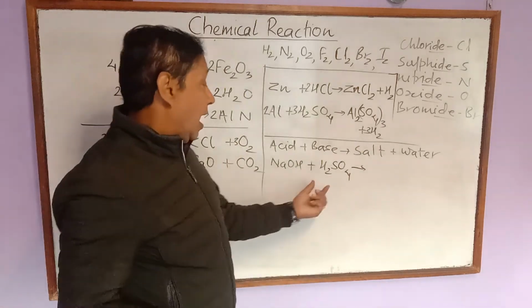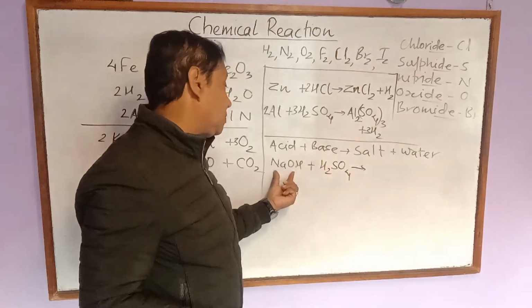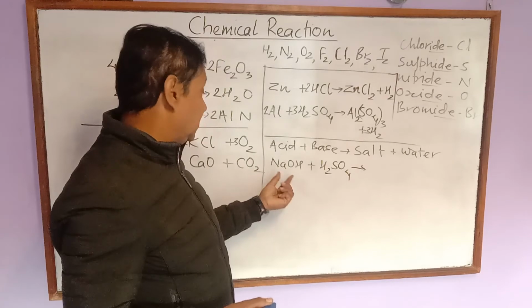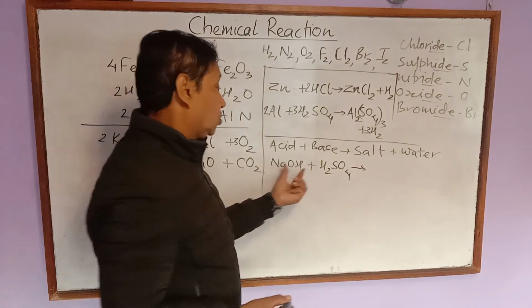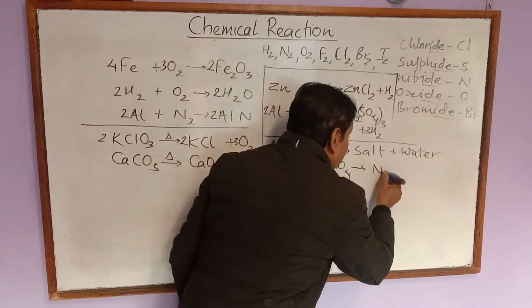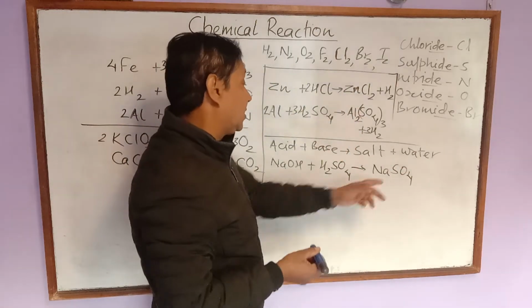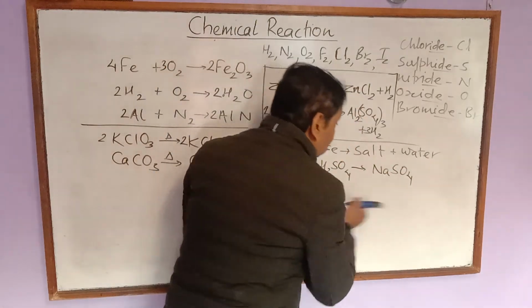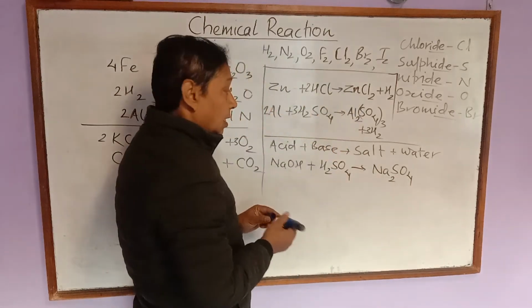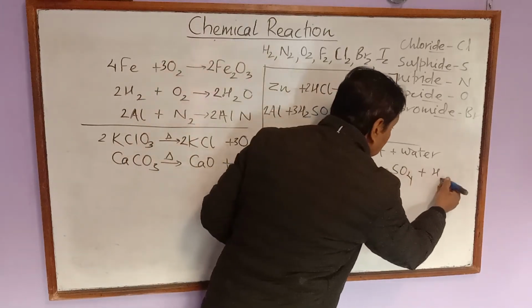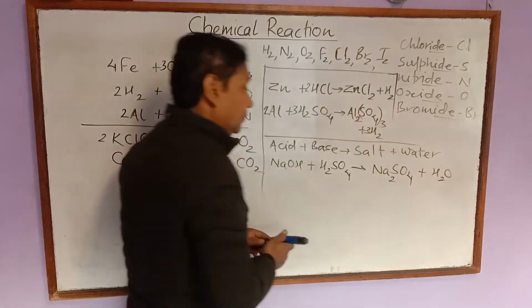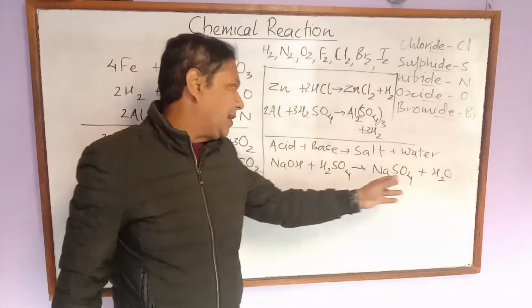How does salt form? Hydrogen of the acid is displaced by the metallic part of the base. It means the metallic part is sodium, and sodium displaces hydrogen, then what does it form? Na2SO4: sodium valency 1, sulfate valency 2, and that's why we have to put 2 here. And plus another product is water. This way we are writing. Now we have to balance this.